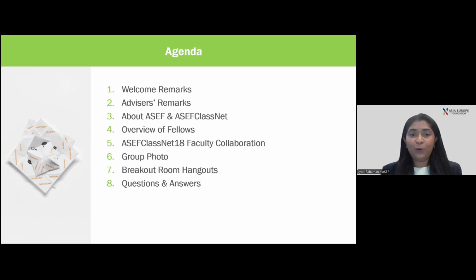And we will pause for a group photo, then we will go into breakout rooms where you will get to know your peers. Not everybody, but at least some who will be present in your room. And then we will close the session with a few question and answers, depending on if there are any issues that you would like us to clarify or any comments and suggestions that you may have.